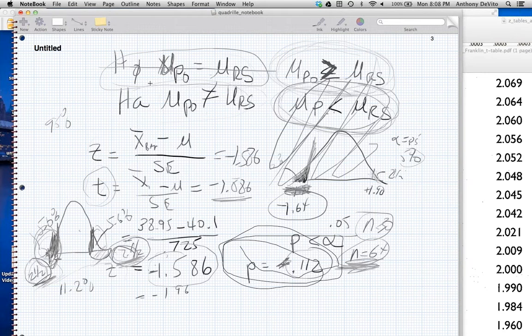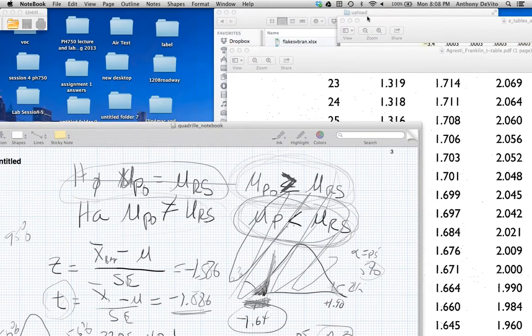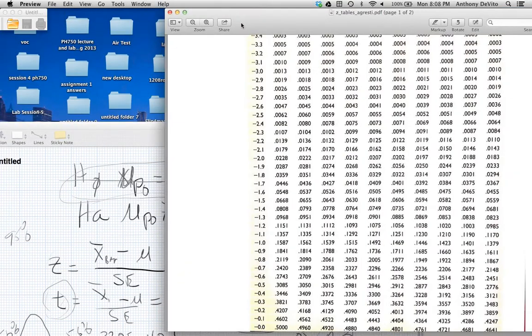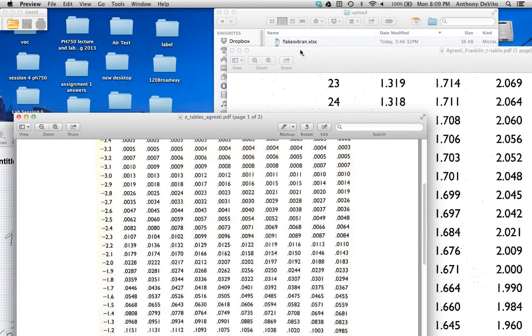So the next problem I'm going to do is going to be a little bit different. There's a little bit of a twist in the next problem. Same idea, little bit of a twist.